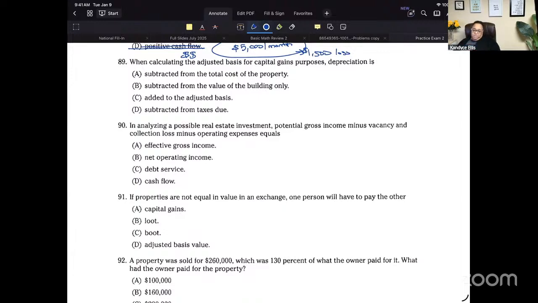Ooh, I will be impressed if you get this. Calculating the adjusted basis. Depreciation. Actually, I'm going to have to disagree on this one. What do you all think? Anybody?